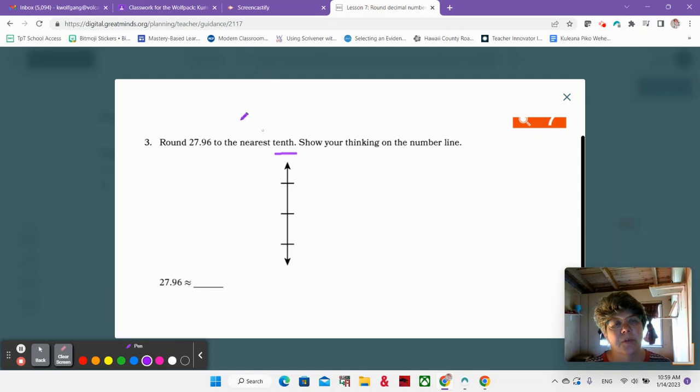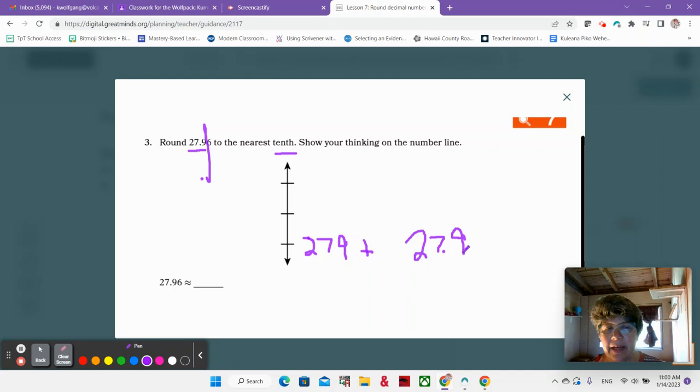So the nearest tenth. We're going to start by finding our tenths in 27 and 96 hundredths. Okay, so 27 and 96 hundredths is 279 tenths. Remember, I always tell you on the place value chart, you can just name it by your last number. So 279 tenths. That's what we're going to put here because that's our starting place. You can also write it as 27 and 9/10. Make sure you're writing this in your book. Okay, that's how you start.